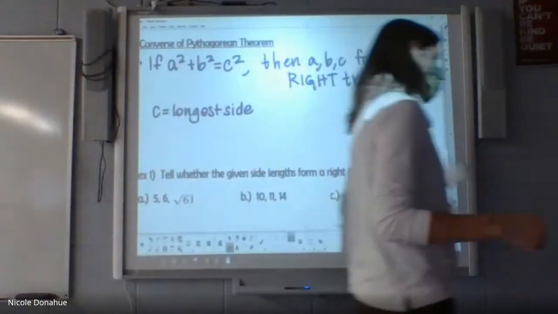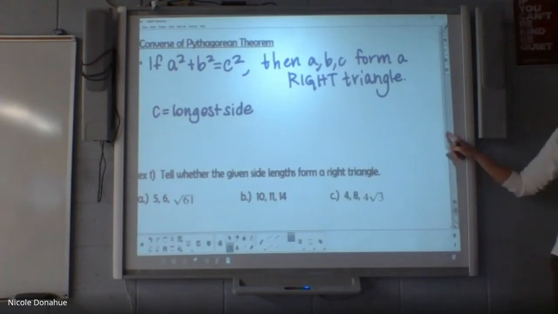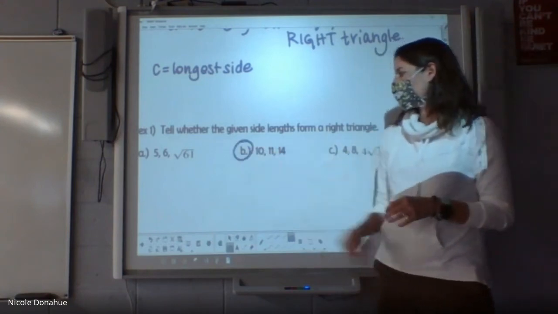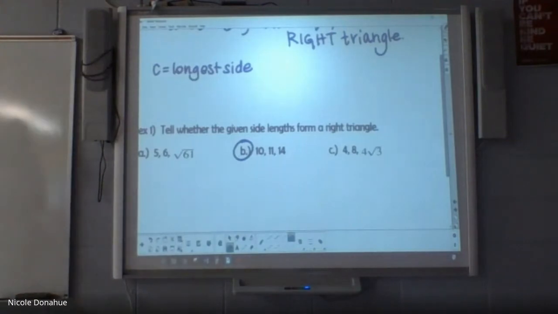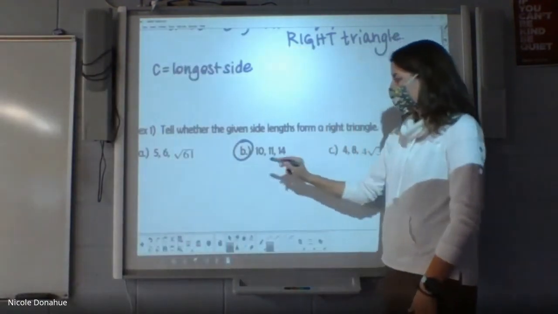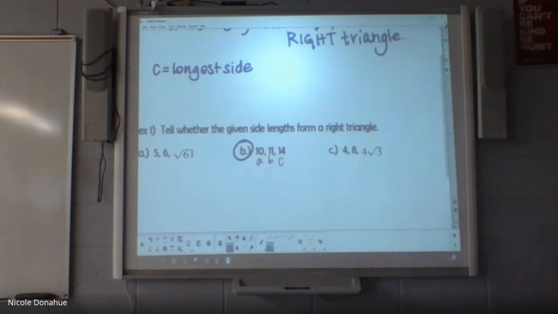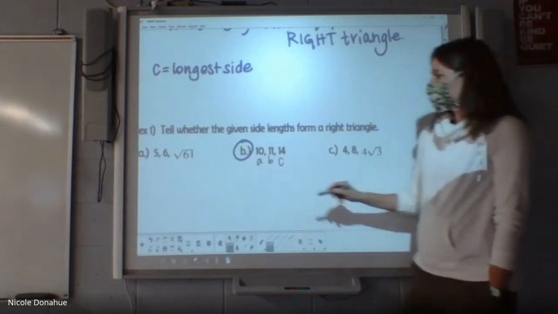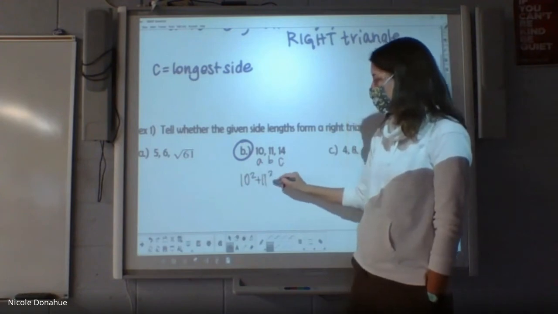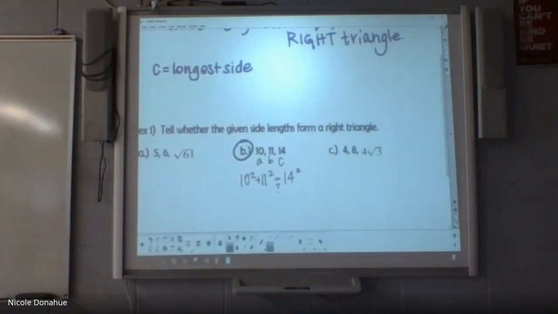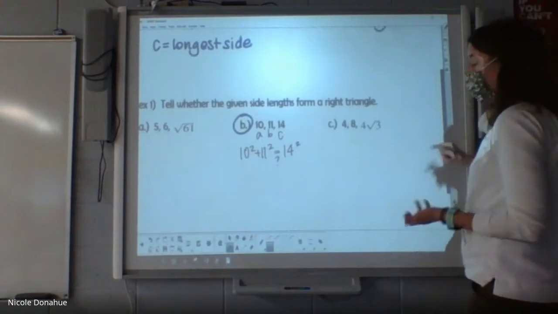So it asks us if these three different triangles form a right triangle. So we're going to check and see, do they form a right triangle? Let's actually start with letter B, probably the most straightforward one. Which side has to be C? The 14 has to be C. So we're going to label C as 14. Then the A and B don't really matter, so I'm just going to call these A and B. And we're going to check and see, does it form a right triangle? They're giving us all the sides and they're saying, is it right? So this is more a question mark. Is this equal? We're just checking if it's a right triangle.